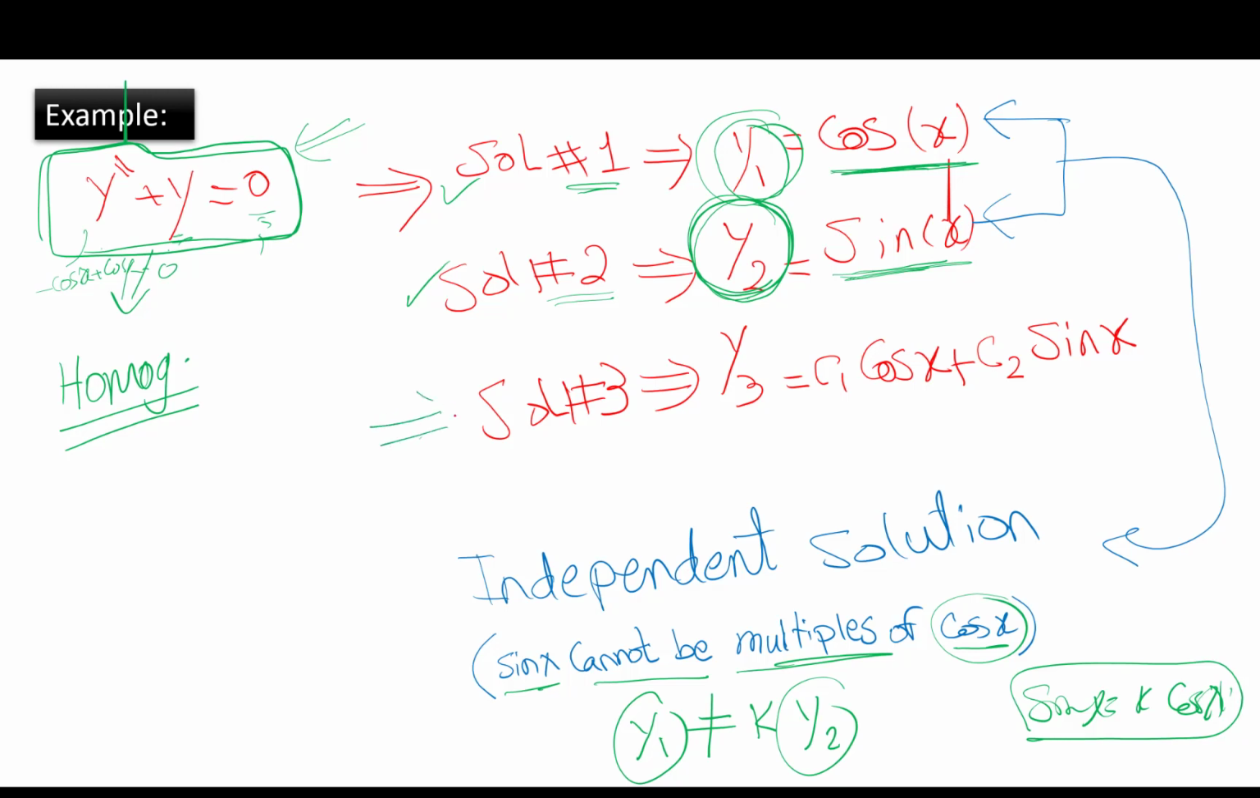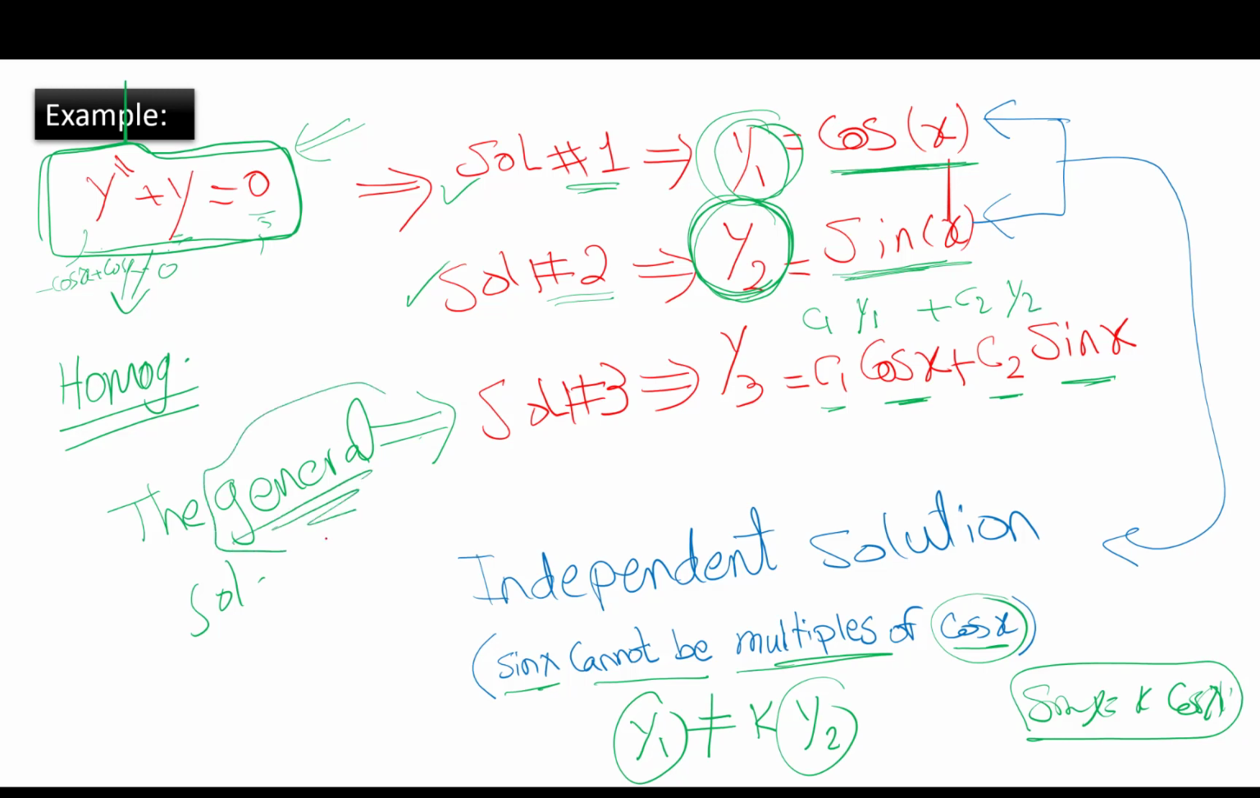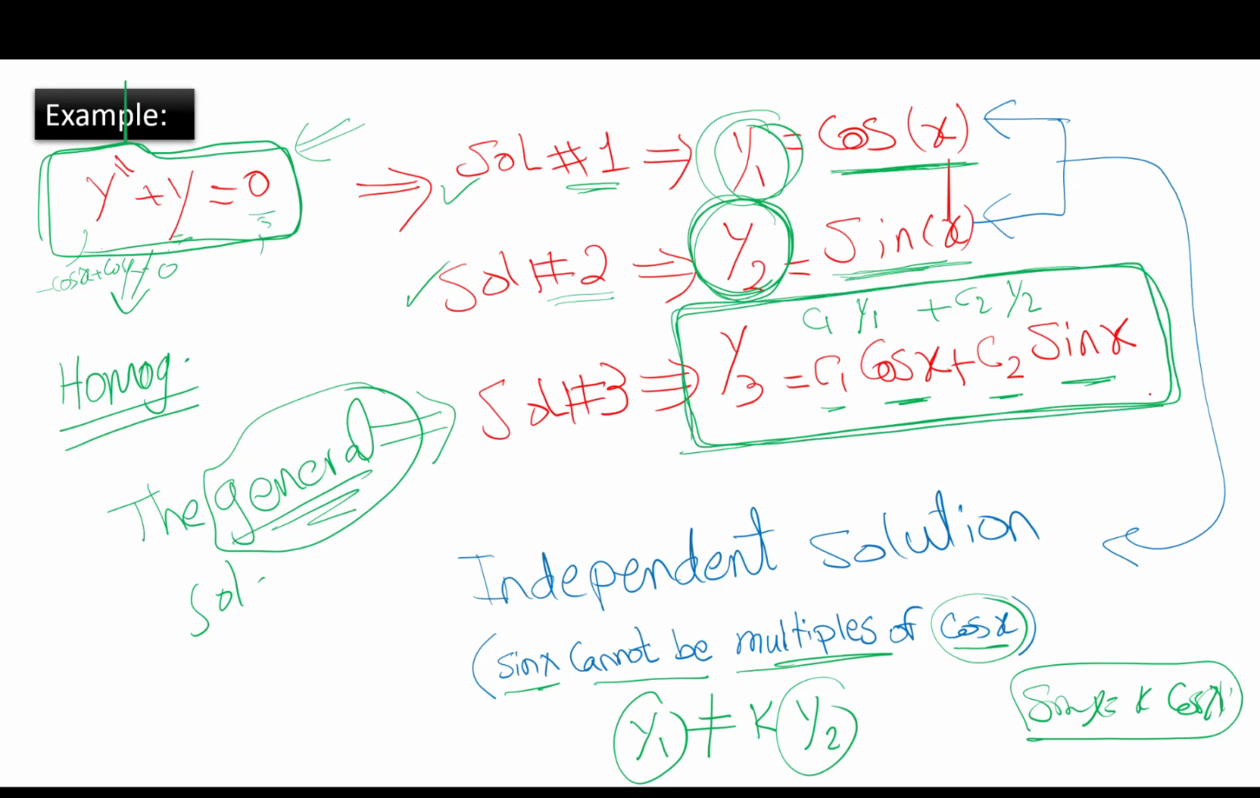Then the general solution, we call this the general solution, is going to be c1 cosine x plus c2 sine x, which is c1 y1 plus c2 y2. What is the meaning of the word general here? It means that this equation contains all possible solutions of our differential equation. So why didn't we say that solution 1 is the general solution? Because actually it does not contain all the solutions of the differential equation.